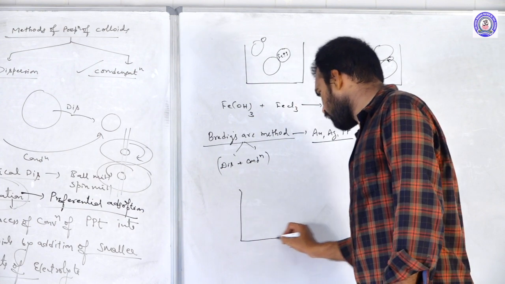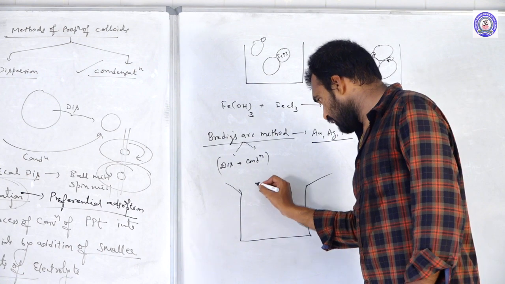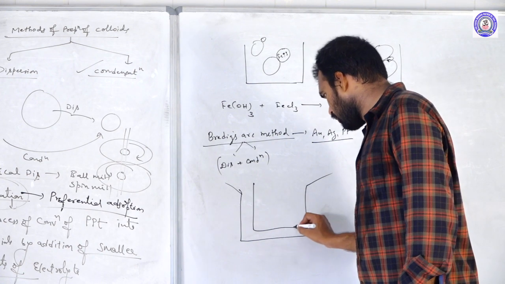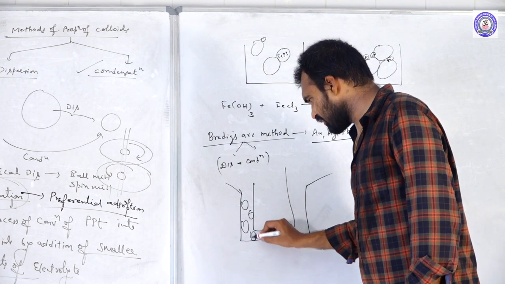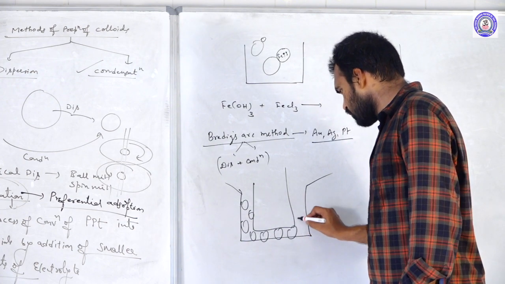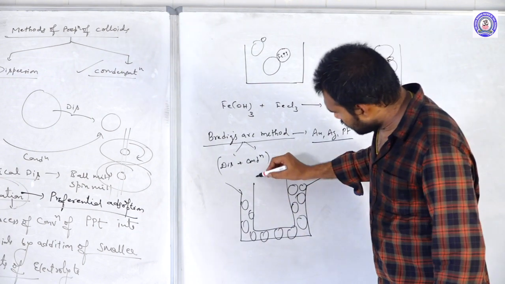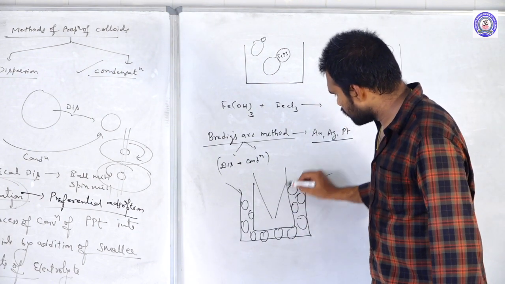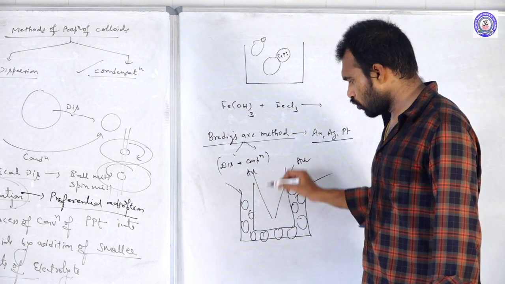In this Bredig arc method, they take a large container, and in that container there is a smaller container, and between the smaller container and the large container there are ice cubes. So this is the ice cube. Suppose I am taking gold, two rods.